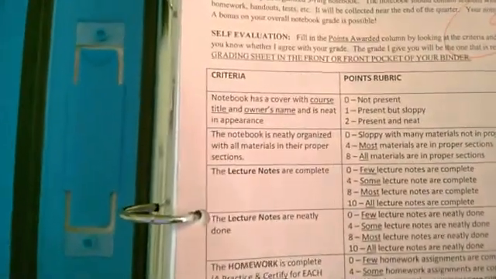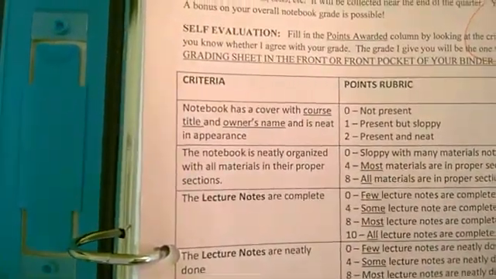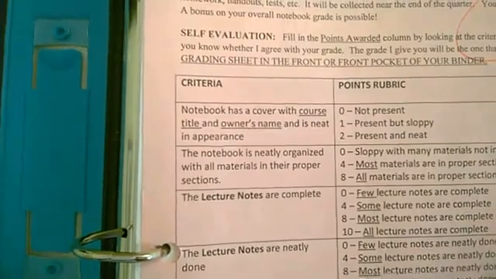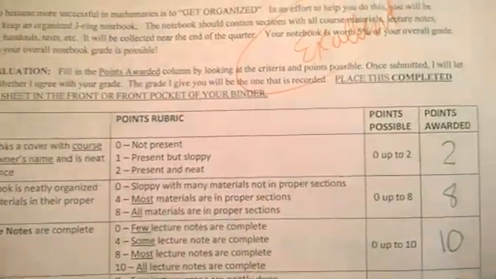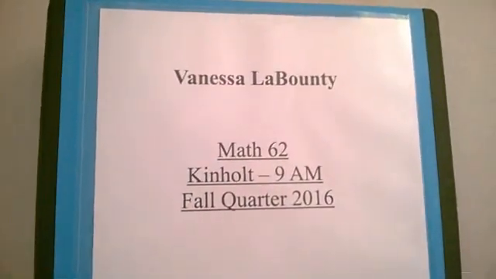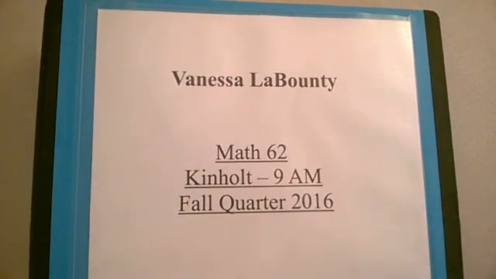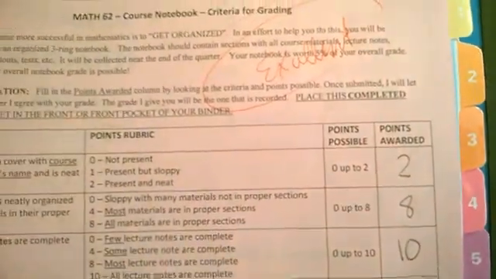For example, the very first thing says criteria. The notebook has a cover with course title and owner's name, and it's neat in appearance. You give yourself either 0 points, 1 point, or 2 points. This student, yep, the cover has their name, the name of the course, instructor, and fall quarter. So they gave themselves 2 points, and I agree.